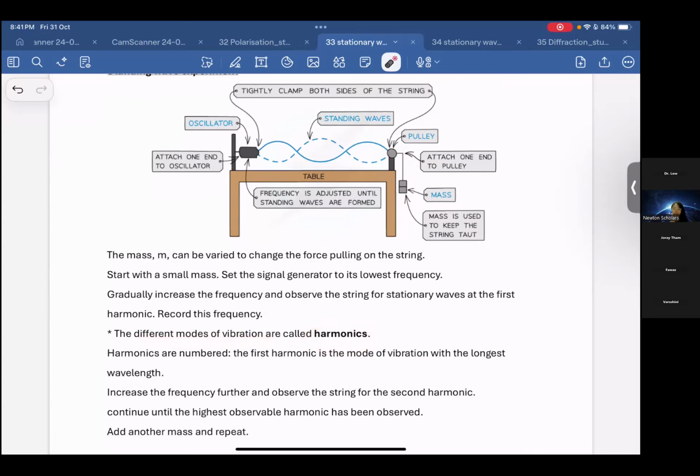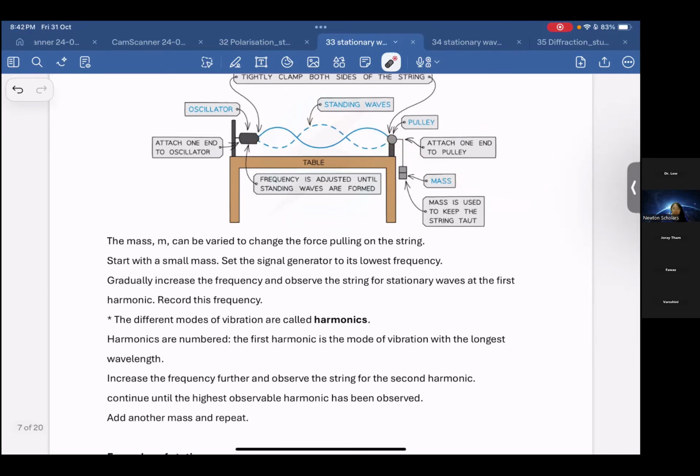Harmonic is the number. If first harmonic, it means the mode of vibration, how they vibrate, will give you the longest wavelength. The longest wavelength, we call it first harmonic. So they will adjust until they get like this. Then this one reflected, so they only go up and down like this. So this is the longest wavelength because there is one complete wavelength like this. They are fixed at both ends. So this part is actually a long wavelength. Only consider one complete wave.